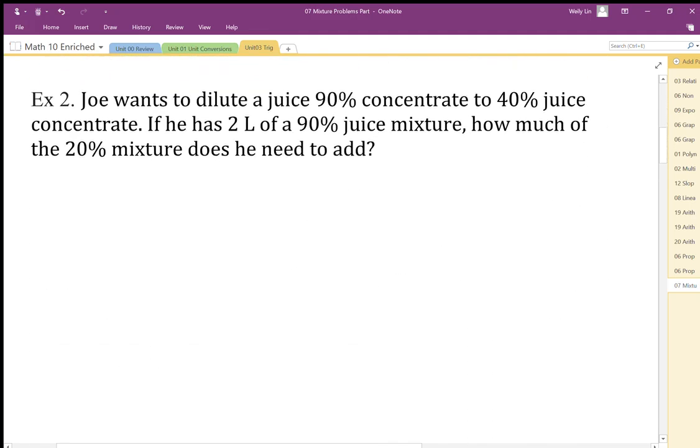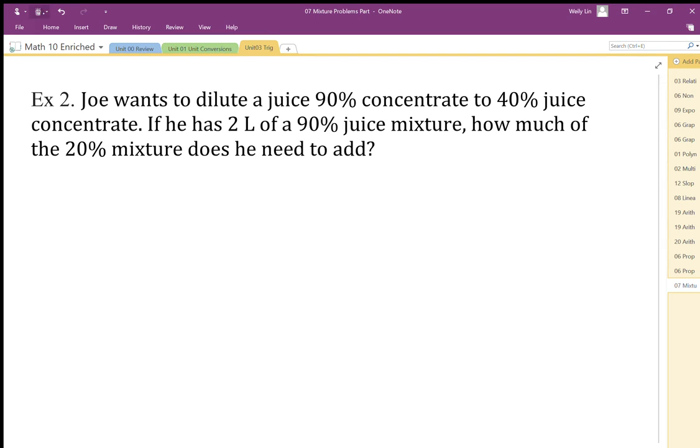So here's another problem. We have juice that's made from 90% concentrate and 20% concentrate. And you want to dilute the 90% with the 20%, so we need to start with 90% and make it into 40% by adding the 20% mixture. So he has 2 liters of 90% juice. How much of the 20% does he need to add?